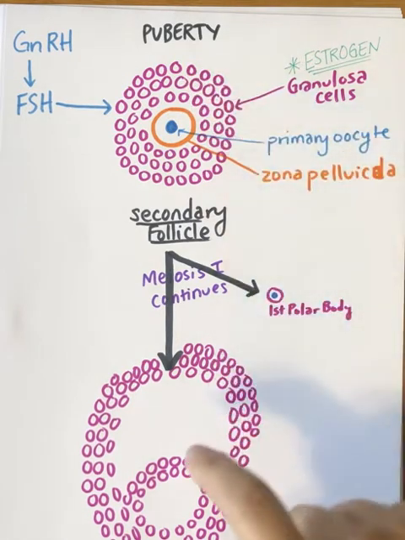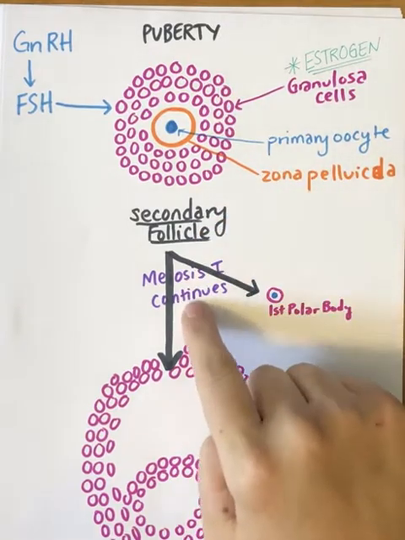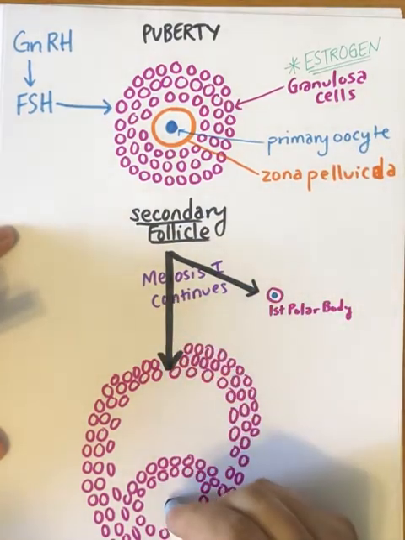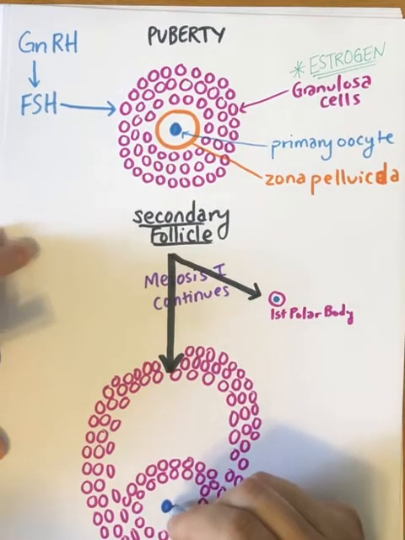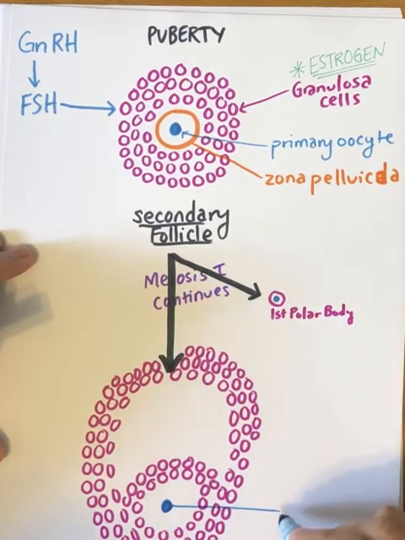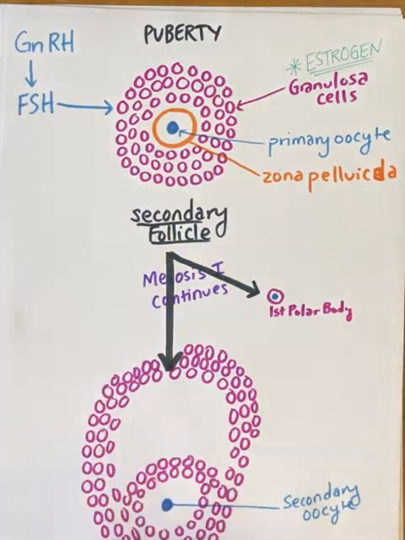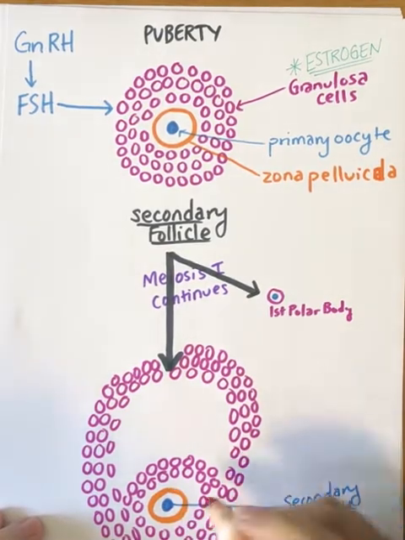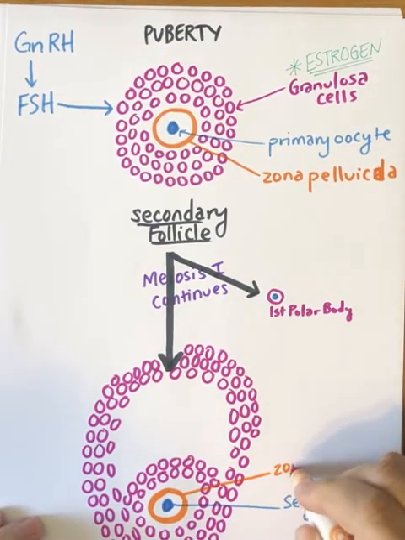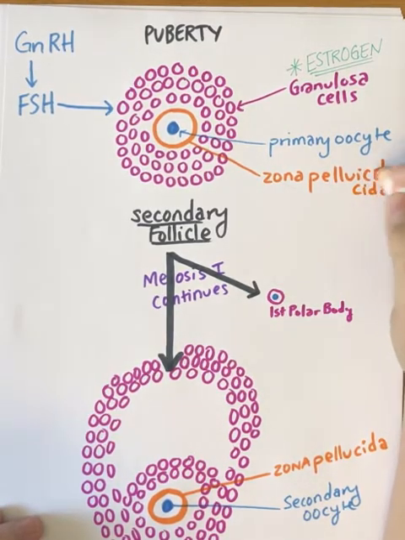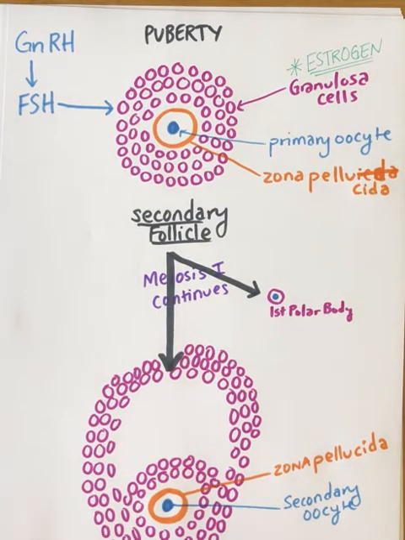So at puberty, it starts to grow. Now, we do know that meiosis 1 occurs, so instead of calling this the primary oocyte, now it is considered to be your secondary oocyte because meiosis occurred. The secondary oocyte still has the zona pellucida surrounding it. Remember, that's the nutrient source. I misspelled it up here, zona pellucida. That's a layer of glycoprotein.